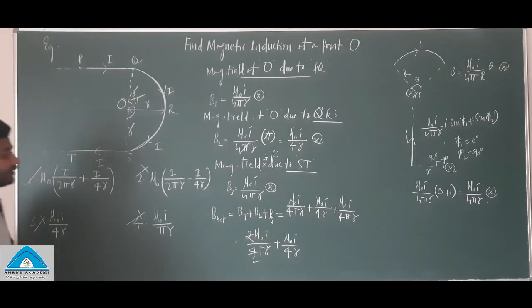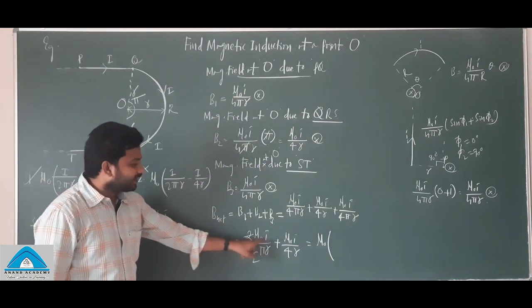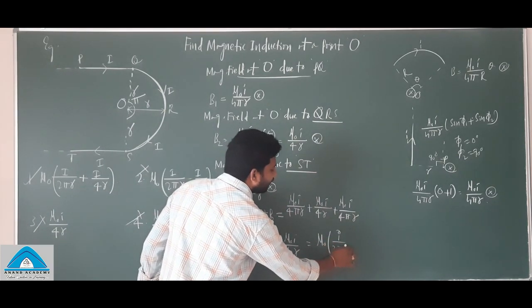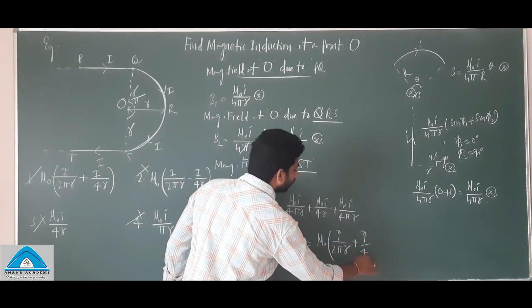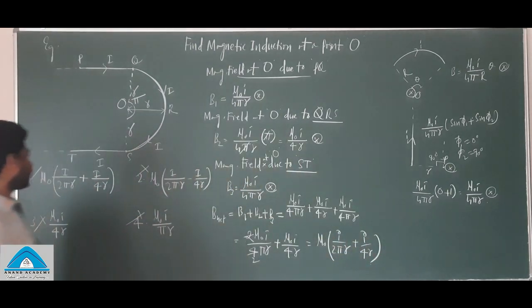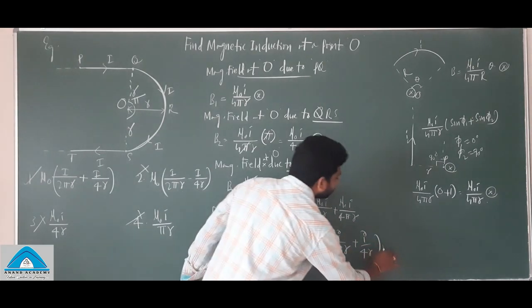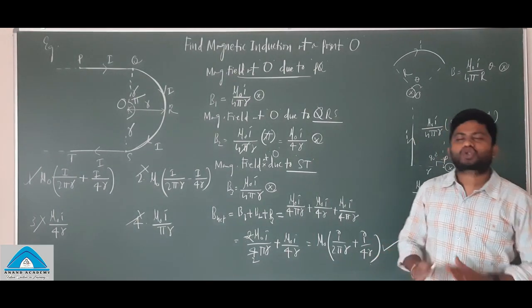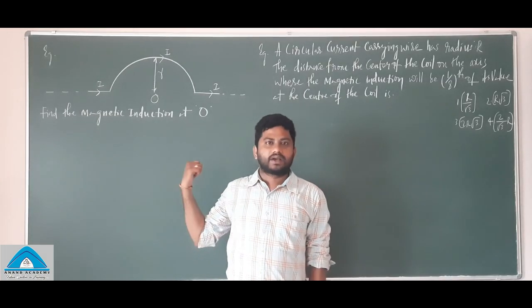But still, let's check. Let us take common mu naught. If you take common mu naught, here it is I by 2 pi r, and here it will be I by 4 r. You check whether you got the answer or not. See here, mu naught if you take common, I by 2 pi r plus I by 4 r. So that is the first option which is correct. I hope you understand the numerical. Many numericals based on this we will be solving now. Let us start some more numericals.